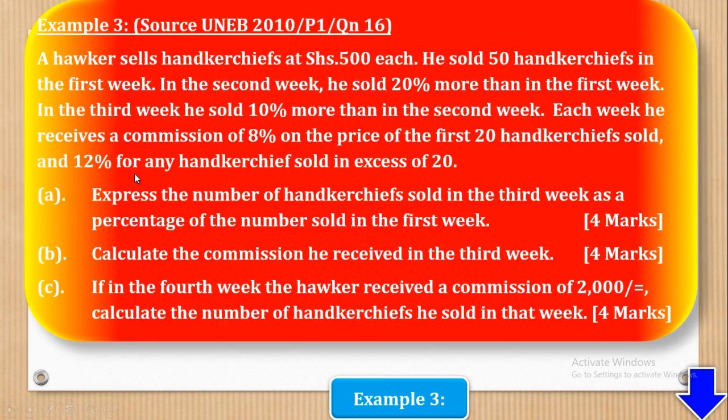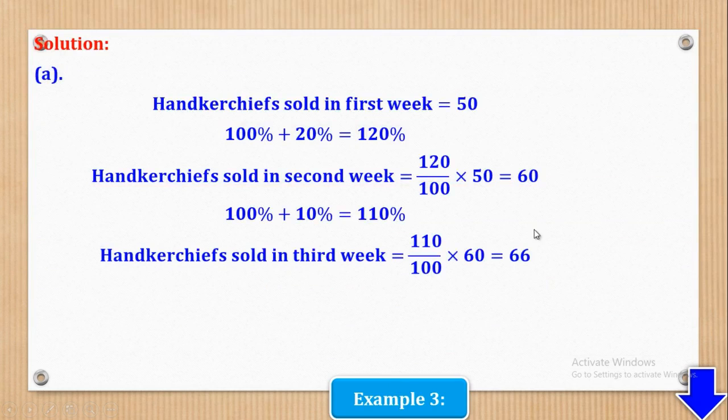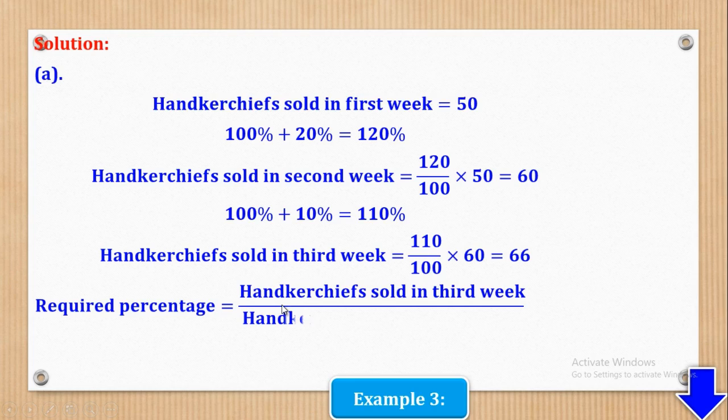Now that we have got that, we shall come here and say that express the number of handkerchiefs sold in the third week over as a percentage of the number of handkerchiefs sold in the first week. So it will be the ratio of third over first. So the required percentage will be equal to handkerchiefs sold in the third week over handkerchiefs sold in the first week multiplied by 100.